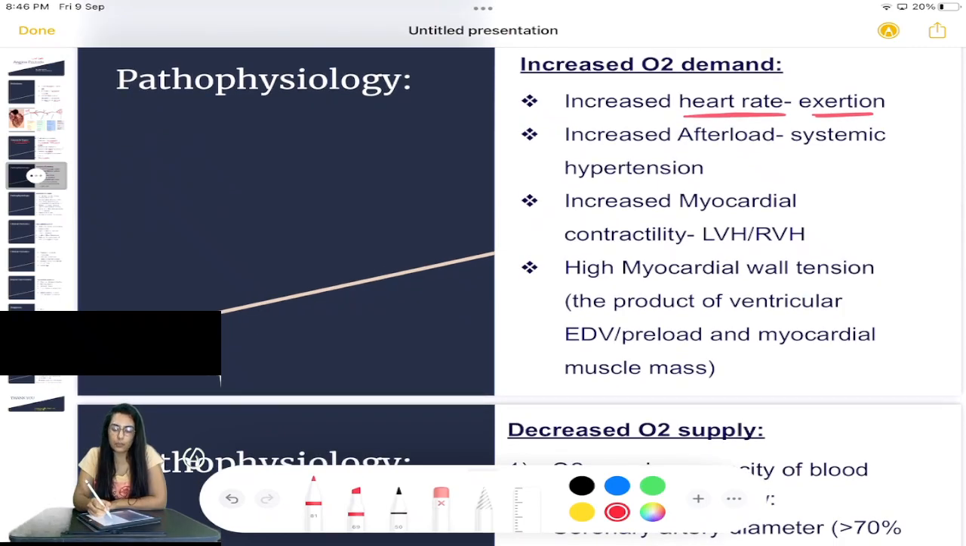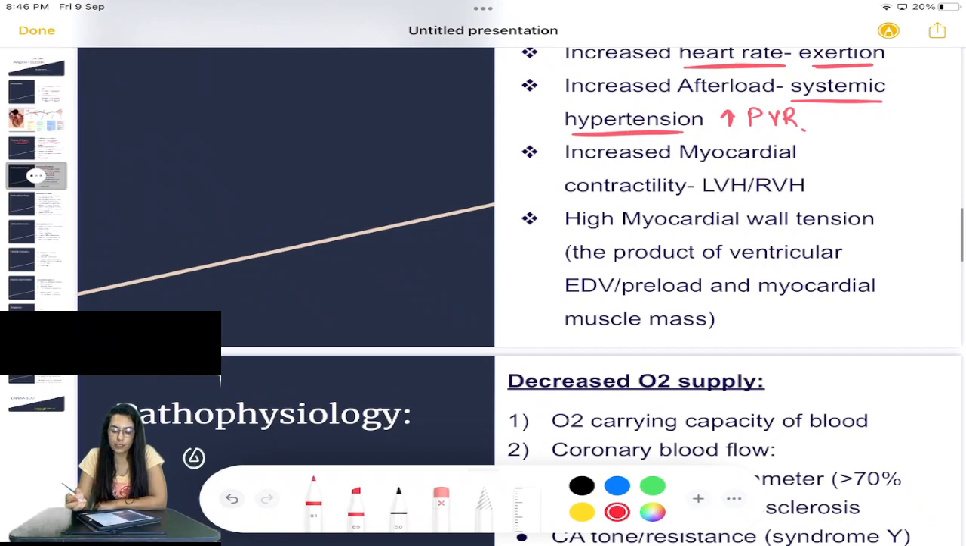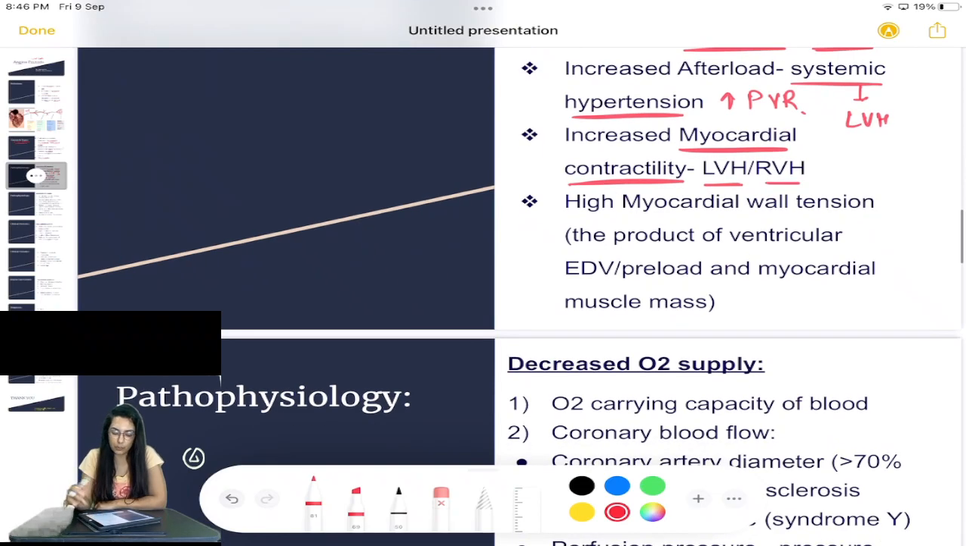Then increased afterload, meaning the load, the pressure against which the heart has to pump blood. It is seen in systemic hypertension, where there is increased peripheral vascular resistance. Then increased myocardial contractility: more muscle, more contraction, more O2 demand, seen in LVH and RVH, that is left ventricular hypertrophy or right ventricular hypertrophy. LVH is seen in systemic hypertension and RVH is seen in pulmonary hypertension, especially in COPD.